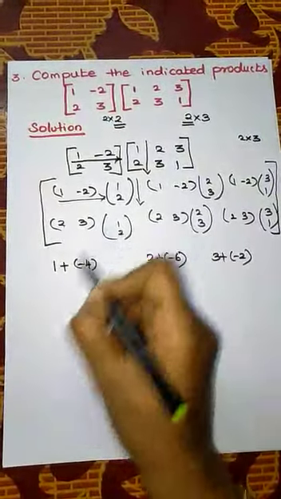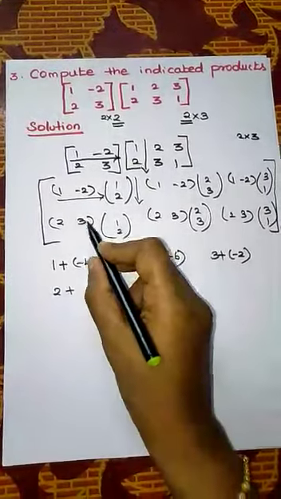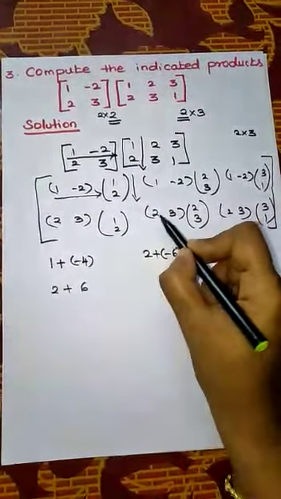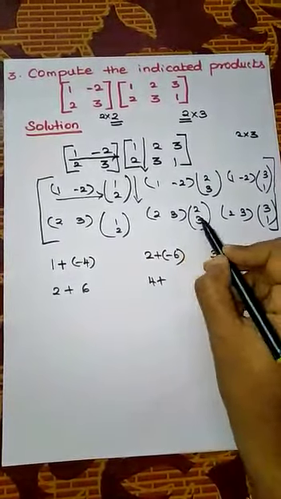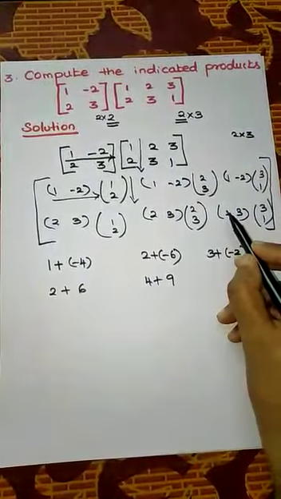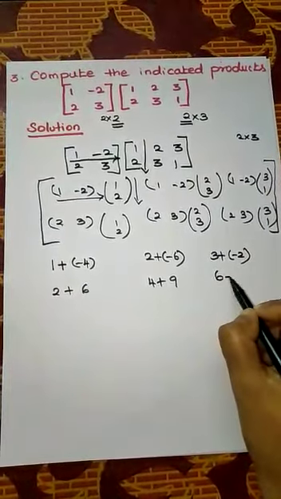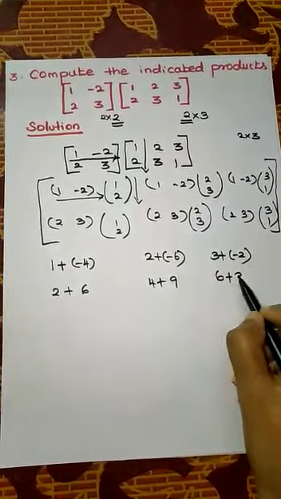Next, 2 into 1, 2. Plus 3 into 2, 6. Next, 2 into 2, 4. Plus 3 into 3, 9. Next, 2 into 3, 6. Plus 3 into 1, 3.